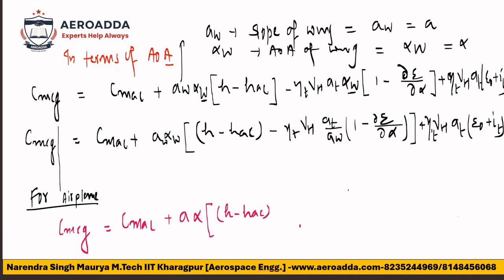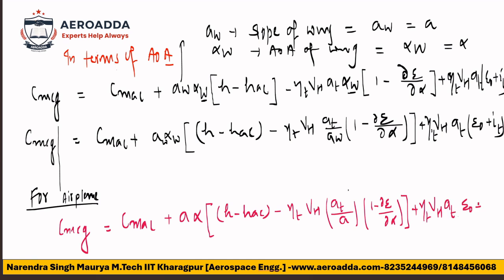H minus HAC eta T BH AT by A, that is the slope, 1 minus dou epsilon by dou alpha. Okay, bracket is closed now. Plus eta t vh at epsilon naught plus epsilon it.